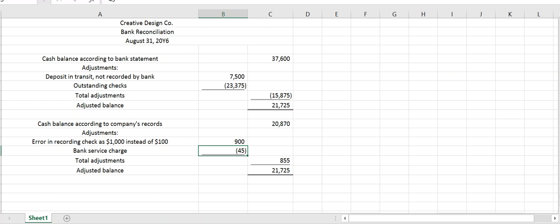So we need to journalize the two adjustments that happened, or two reconciling items that we had, only that affected the company side. Remember, we've already recorded that deposit in transit. We've already recorded the outstanding checks. The bank just hasn't had the chance to record those items yet. So we only need to record the items that are going to affect us as the company. So we have to journalize the error that we had for $900, and we have to journalize our bank service charge.